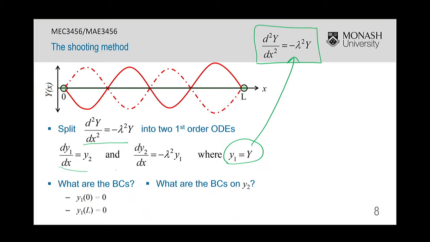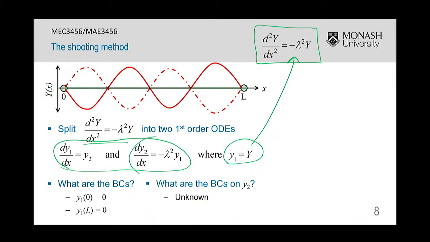If we want to integrate these two equations, we'd need to start, for example, on the left-hand side, and we'd need to know what the boundary condition on y2 was equal to in order to be able to start the integration. So what are the boundary conditions on y2? Well, in actual fact, they're unknown. We don't know what the slope of the string is at either endpoint.